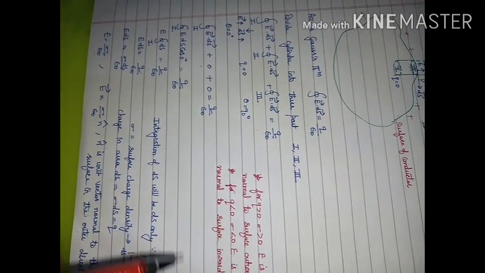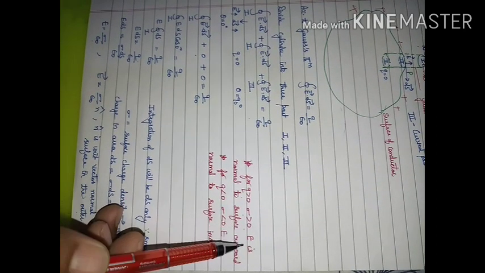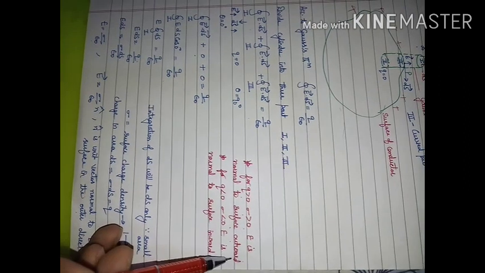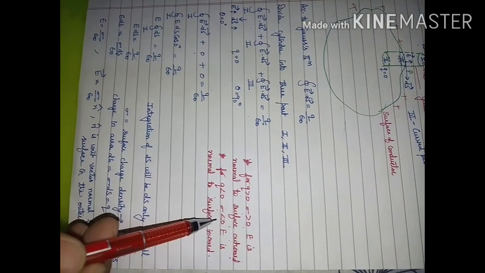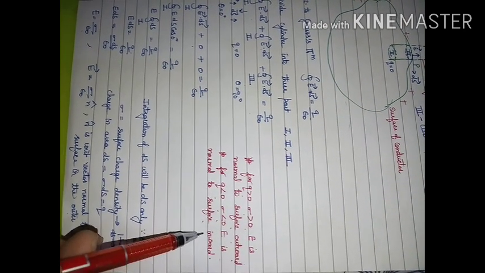So if your charge is positive, sigma will be positive and the electric field is normal to the surface in the outward direction. If your charge is negative, sigma will be less than 0, so the electric field will be normal to the surface in the inward direction.